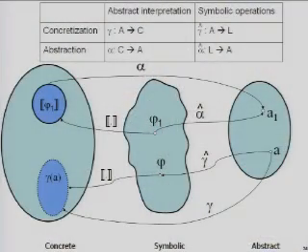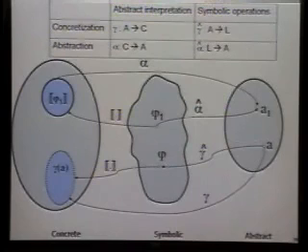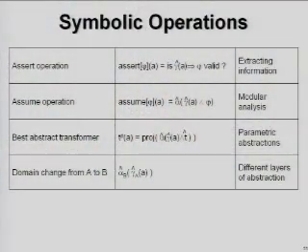Okay, so now to summarize these definitions, we have the usual gamma and alpha, and we have the symbolic gamma hat, which takes us to the symbolic domain, the specification language, and the symbolic alpha hat. Gamma hat is easy. I showed you examples. It was not very difficult to come up with those.